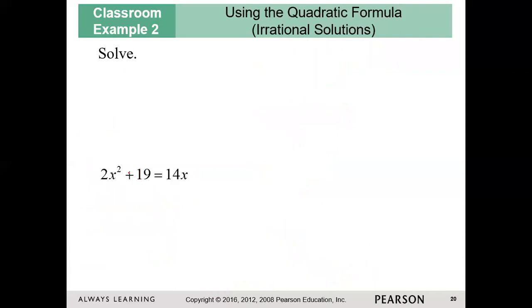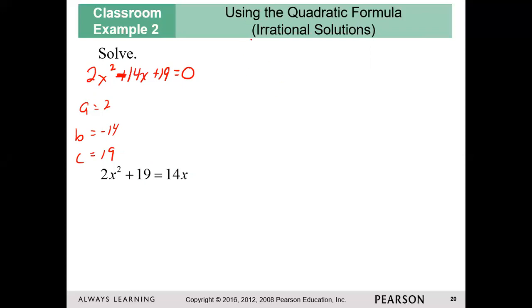All right, so let's do this one. First thing that we're going to want to do is get it in the correct form. This has got to be equal to 0, and it's currently not, so we need to make sure that it's equal to 0. So this is going to be 2x squared minus 14x plus 19 is equal to 0 when you subtract 14x to both sides. So our a is 2, our b is negative 14, and our c is 19.